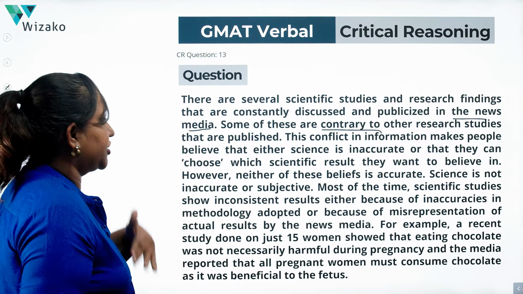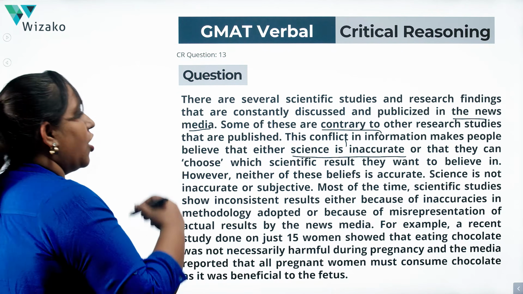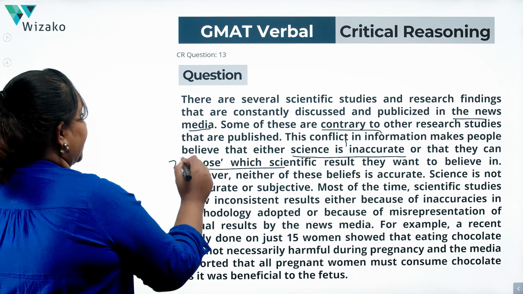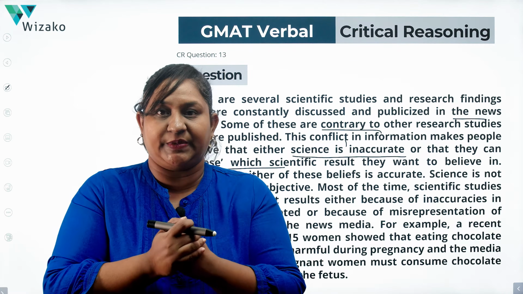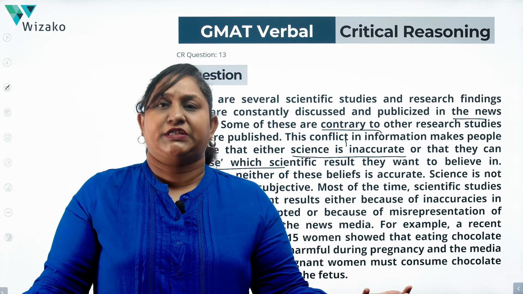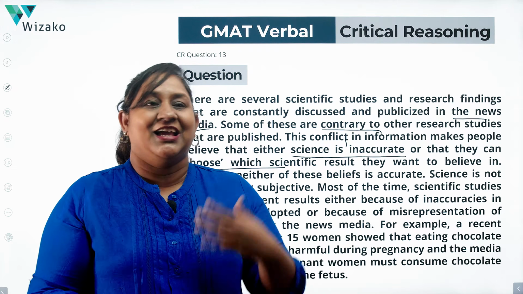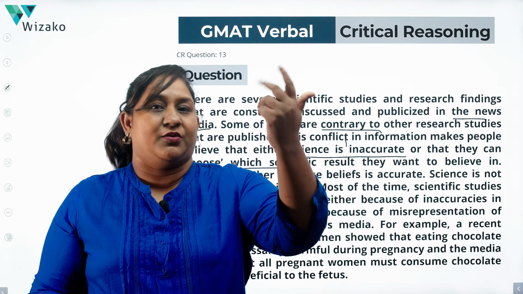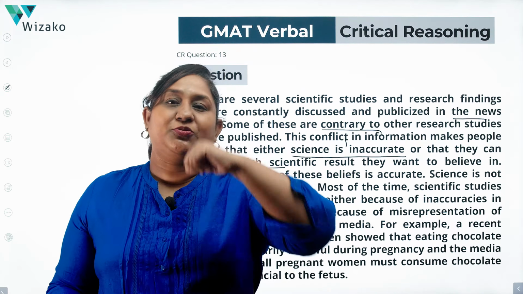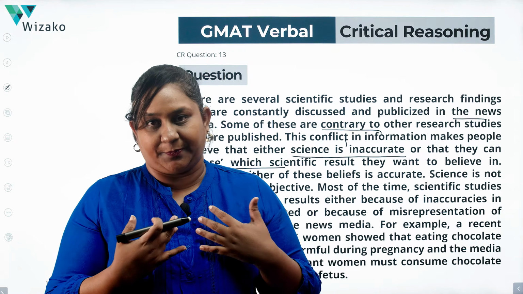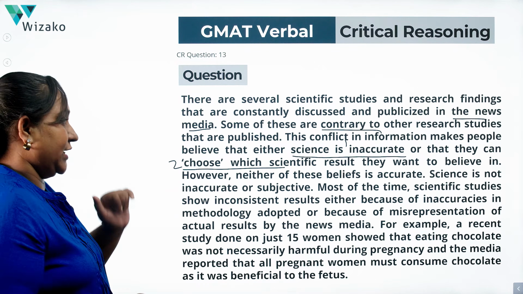And this conflict in information makes people believe that either science is inaccurate, so that's one belief, or that they can choose which scientific result they want to believe in. So people end up concluding, when they see differing results in the news media, they start thinking, well, maybe science itself is the problem. Or they think, oh, I like this study, I don't like this study. This one tells me that wine is good for me, this one tells me wine is not good for me. I want to drink wine, so I'm going to choose to believe the first study and believe that it's good for me. Right, so people are either choosing or they just conclude that science as a whole is inaccurate.